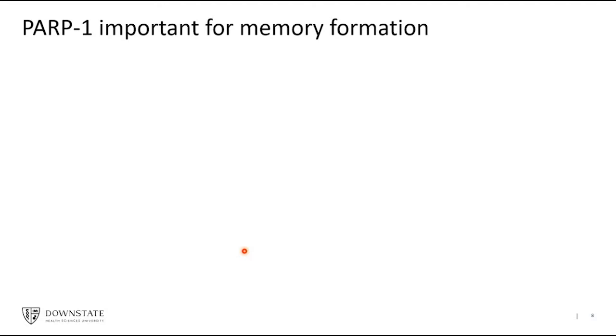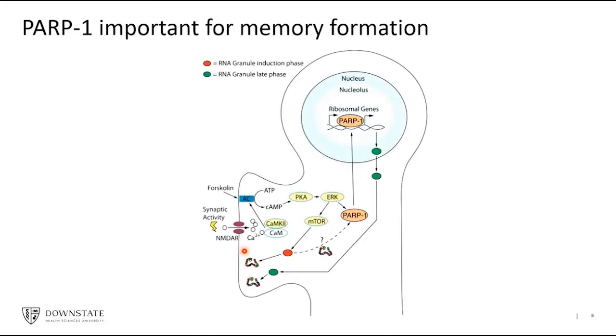And we decided to look at a memory molecule, not PKM zeta in this instance, but PARP1. And PARP1 is important for memory formation. It has multiple functions. As Jim Knowles told us, important things have to do multiple things. So PARP1, one of its functions is to regulate the biosynthesis of new ribosomes, which are important for protein synthesis so new memories can form.